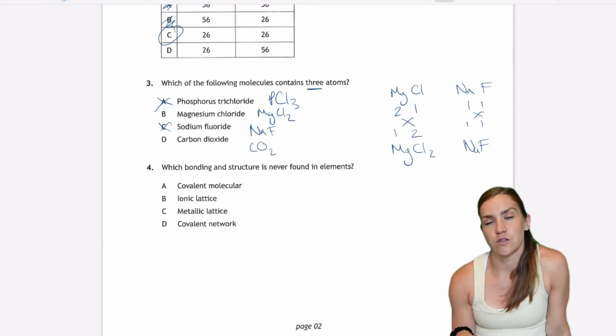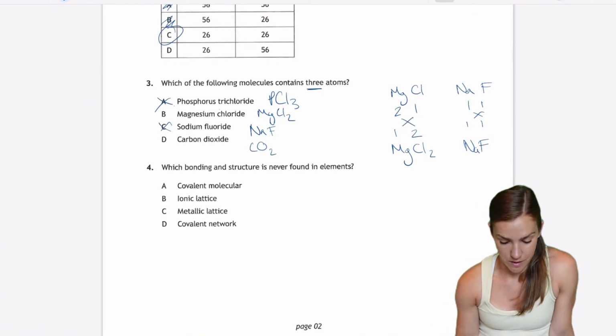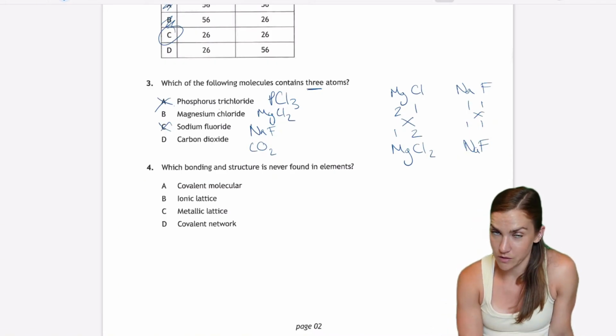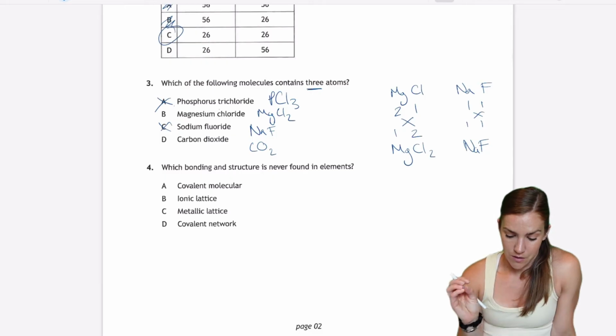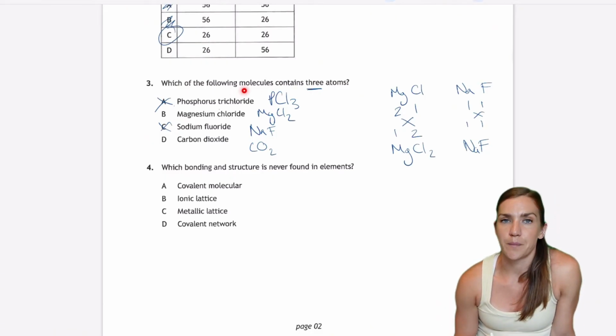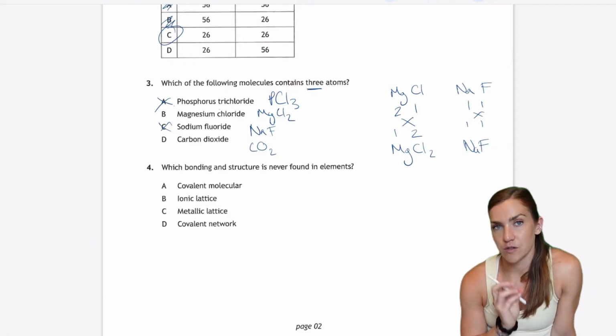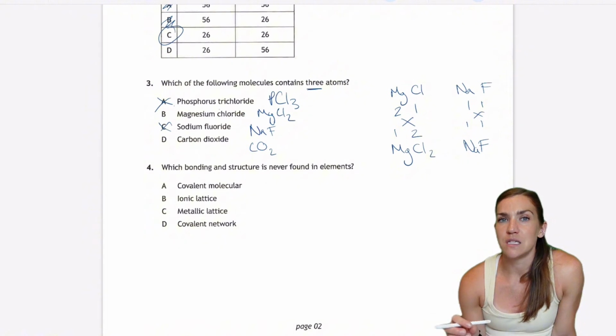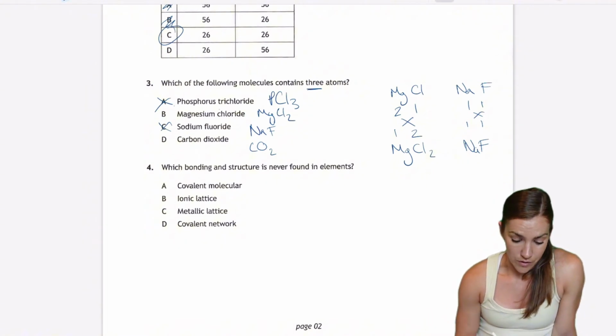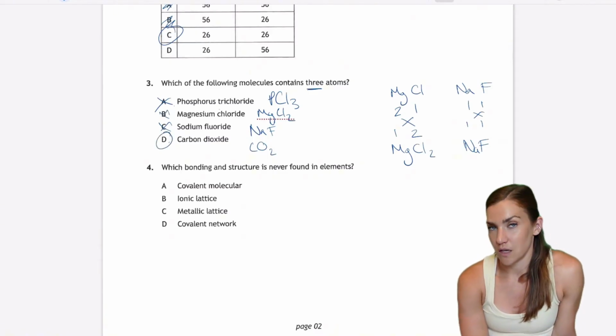Now one carbon and two oxygens would equate to 3 atoms, so that could be another potential answer, which is why, like I said, don't just go straight to the first answer you think it might be. Now, the little piece of information that's very important here is that you're looking for a molecule. Magnesium chloride is an ionic substance because there's a metal and a non-metal, which means it doesn't form molecules, it forms ionic lattices. So for that reason, it's not going to be B, it is going to be D because it's the covalent molecular substance.